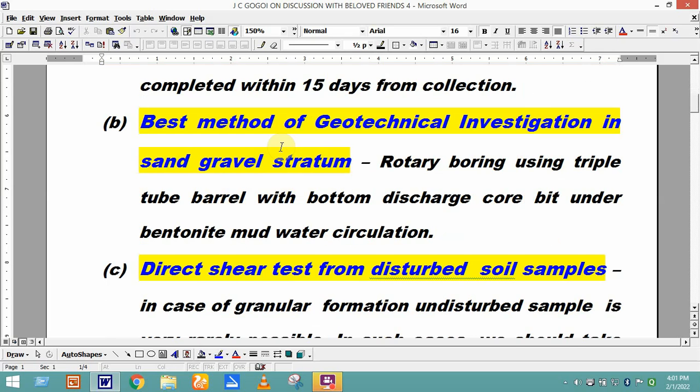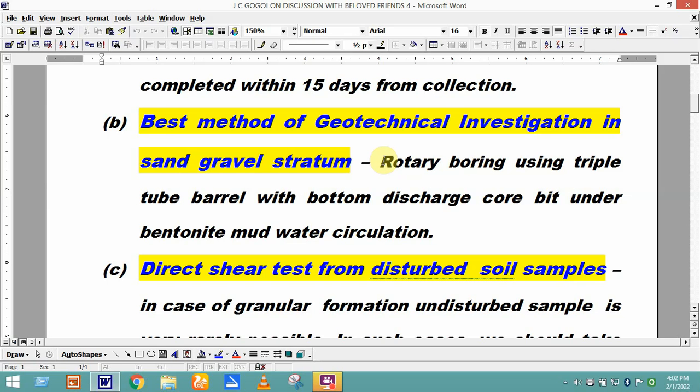Sand gravel stratum. Normally, if the gravel sizes are very small, then bentonite mud boring is also feasible. But the basic problem is in gravel, sand gravel deposit, which is GW, GP, this type of deposit, undisturbed sample collection is really difficult.